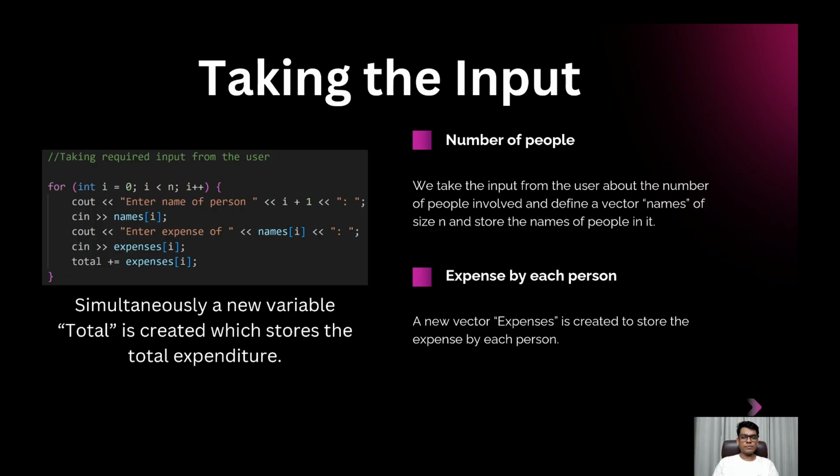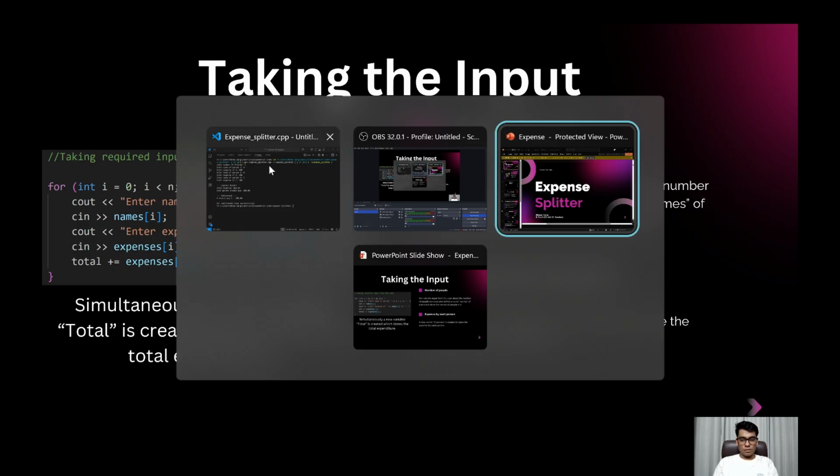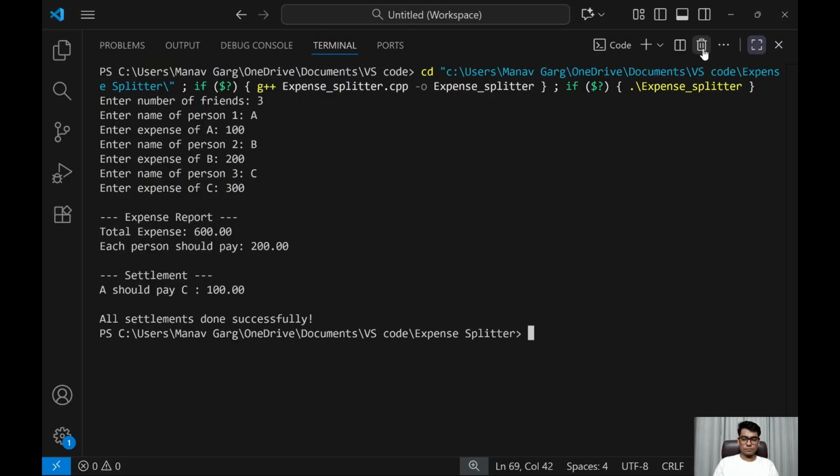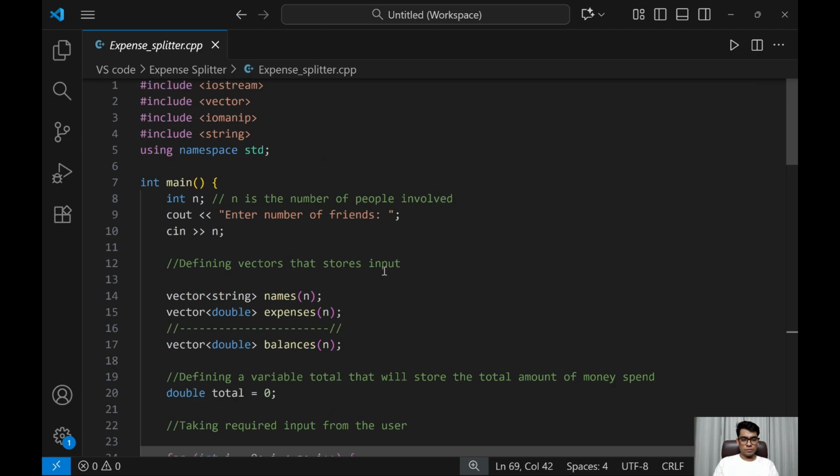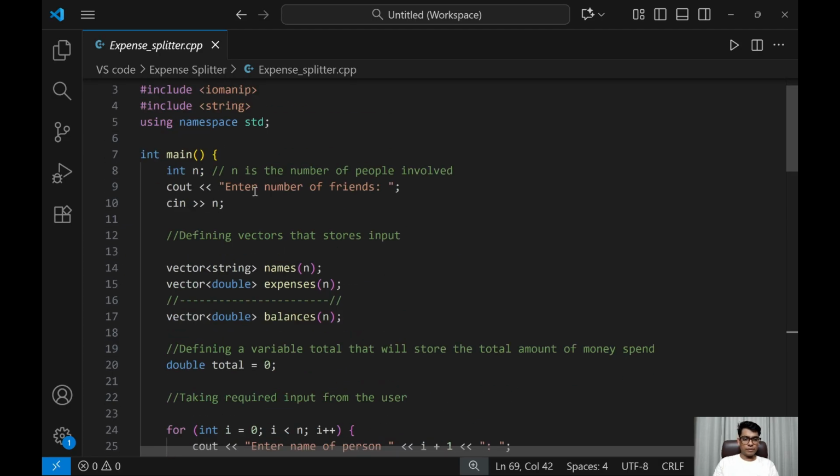So first of all, the first part of the code is taking the input. To take the input, first is the number of people. It is stored in a variable called n. It can be clearly seen that I have defined a variable int n, and it shows cout enter the number of friends. Then store it in the variable n.